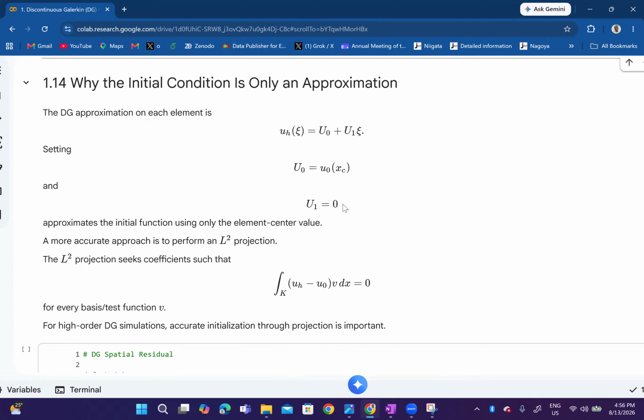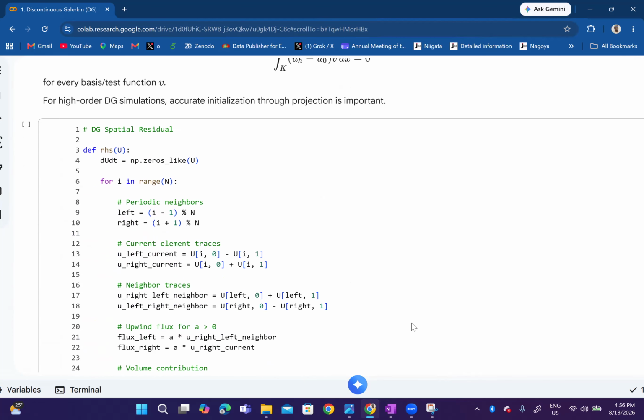A more accurate projection approach is to perform an L squared projection. The L squared projection fixes the coefficients such that the integral over K of UH minus U0 times v dx equals 0 for every basis or test function v, because we had u sub x v dx. For higher order DG simulations, accurate initialization through projection is important. So we can have a code for that here.